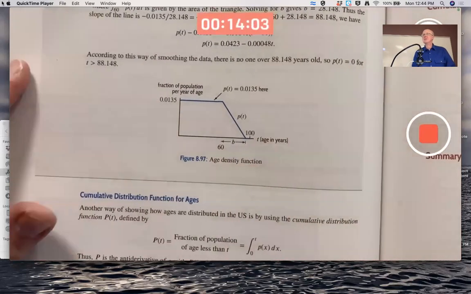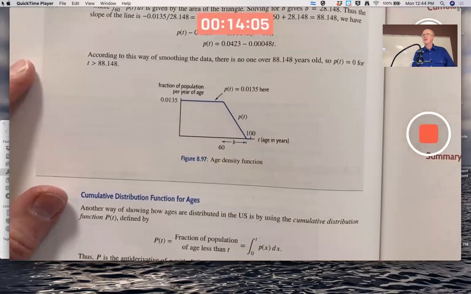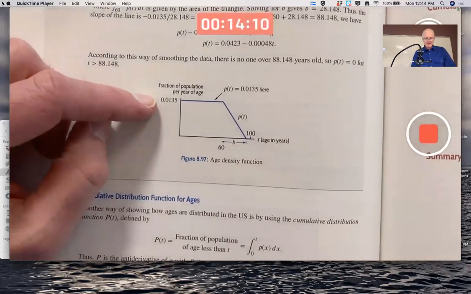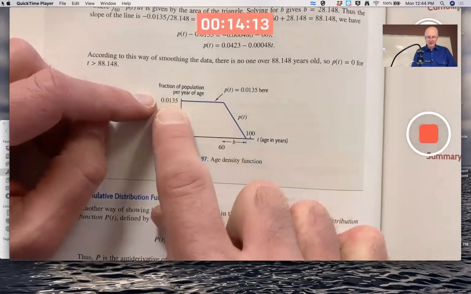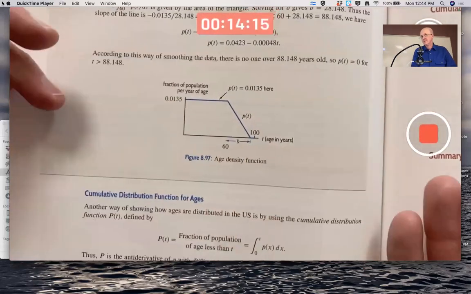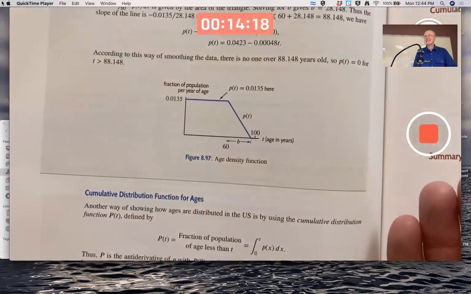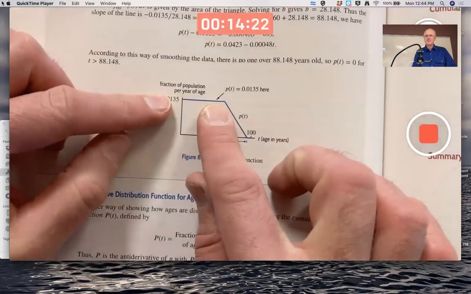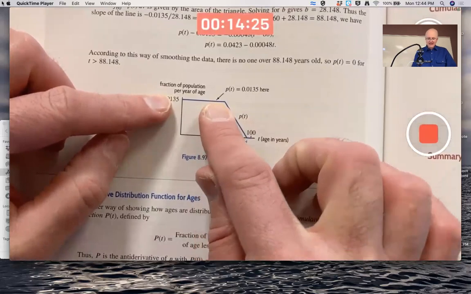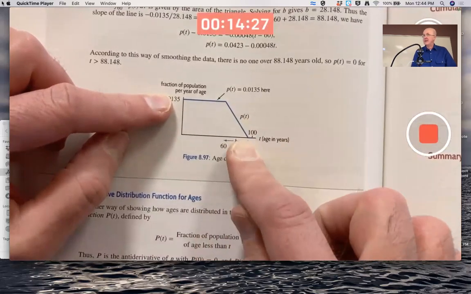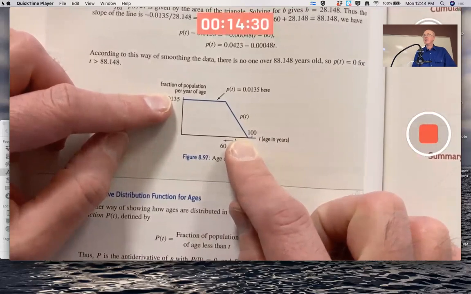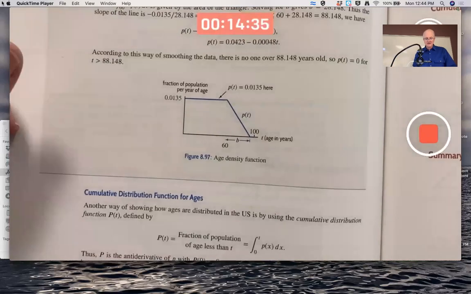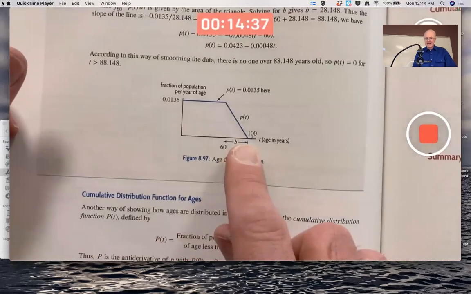Now, there's lots of ways this could be done. What the author chose to do here was to make the constant value be 0.0135. That was a choice. Is it the best choice? Not necessarily. However, once they made that choice, that completely determines what happens over here, because the area under this graph must equal 100% of the data, 100% of the population must be between age 0 and whatever this last age is.